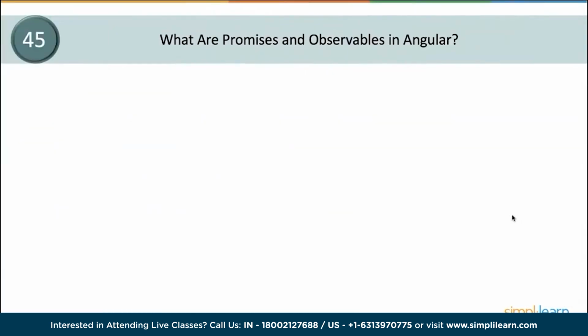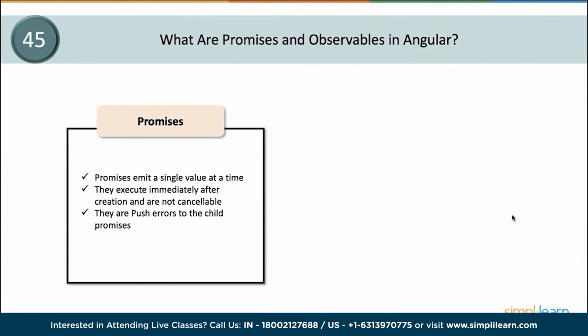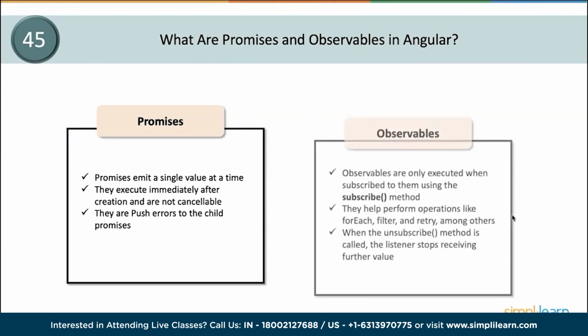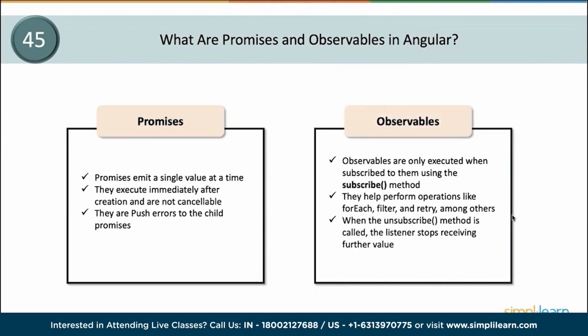Now, what are promises and observables in Angular? Promises are typical JavaScript objects. They emit a single value at a time. They execute immediately after creation and are not cancelable. They push errors to the child promises. Observables, on the other hand, are only executed when subscribed to. They won't be called unless you subscribe using the subscribe method. They help perform operations like forEach, filter, and retry. When you unsubscribe, they won't get called and won't listen anymore.